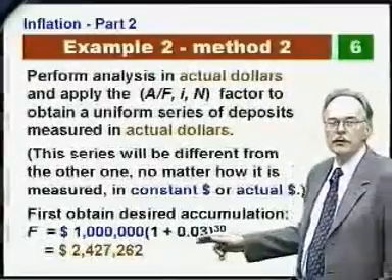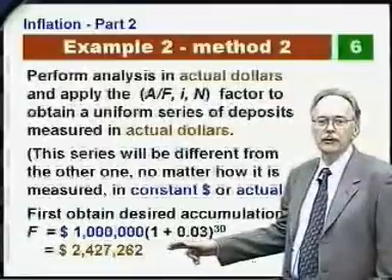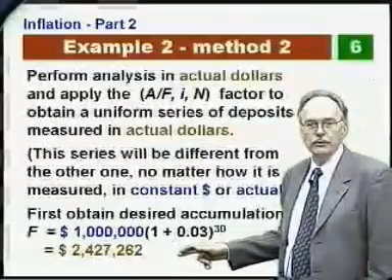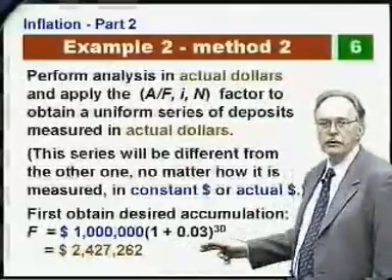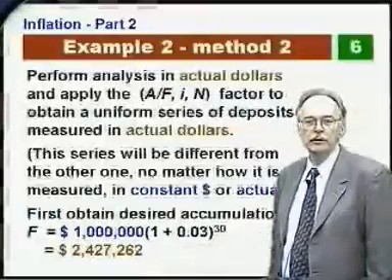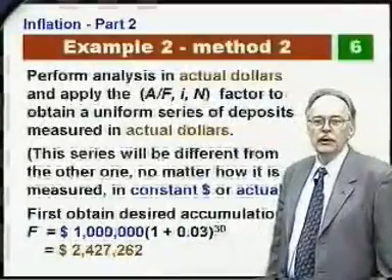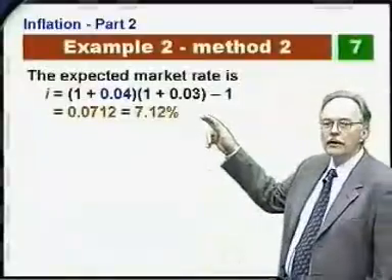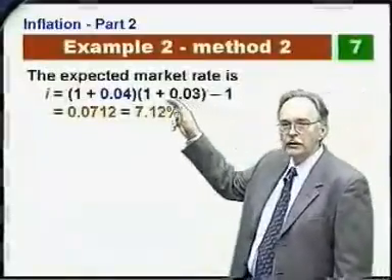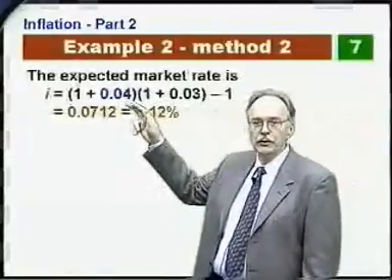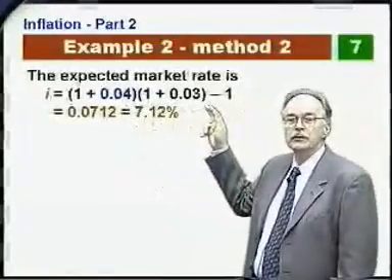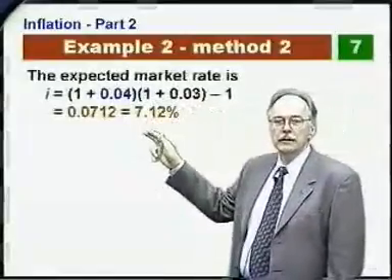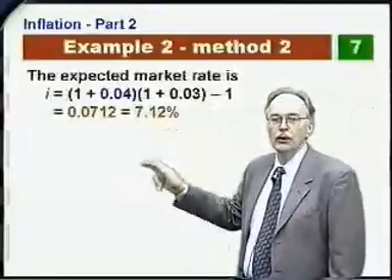We first have to obtain the desired accumulation. Well, we've already done that type of arithmetic, but we'll simply present it here again. We take the $1 million purchasing power now. 30 years later, we want to have $2,427,000, something like that, in the bank, and then we apply the A/F factor to that. However, we have to apply the market interest rate. So if we're expecting a real earning power rate of 4%, an inflation rate of 3%, we multiply those two factors together, subtract the 1, and get an expected market interest rate of 7.12%.